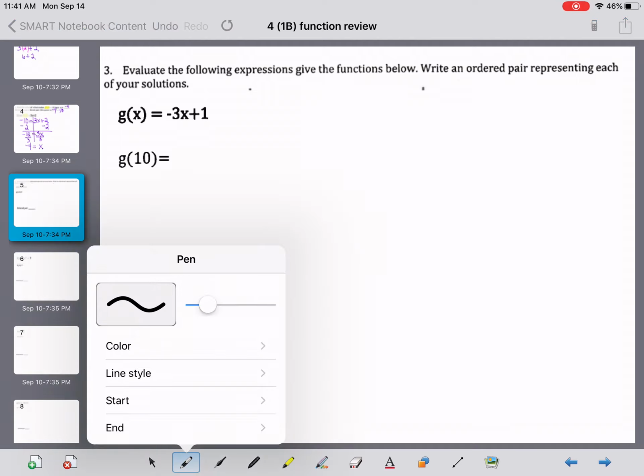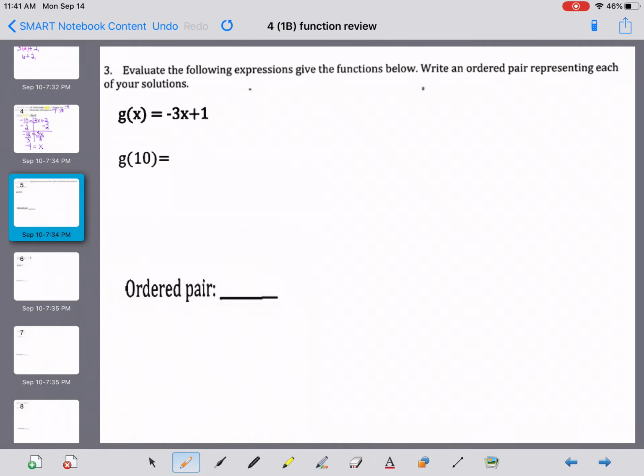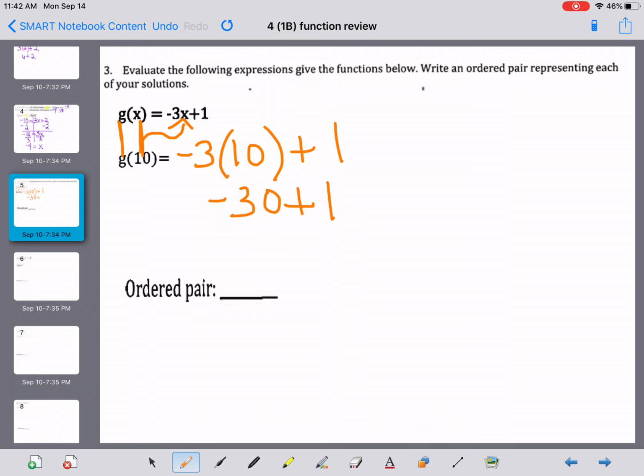So as we take a look at this particular problem, it says g of x equals negative 3x plus 1. Once again, just a reminder, notice how here's the g, here's the x. So this 10 is going to replace the x, and it's negative 3 times x plus 1. So this is going to be negative 3 times 10. We write the 10 instead of the x, plus 1. Negative 3 times 10 is negative 30 plus 1, which equals negative 29. So our ordered pair is 10, negative 29.